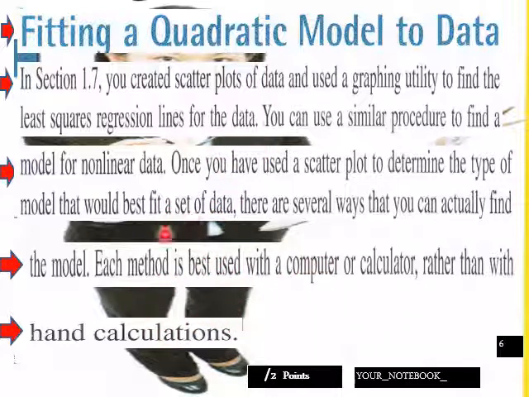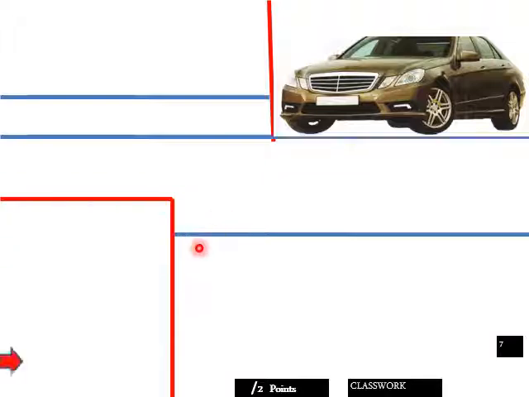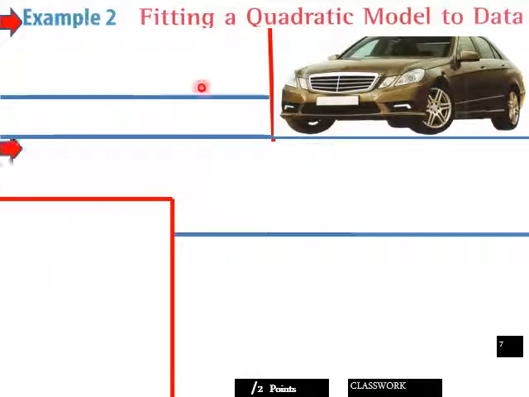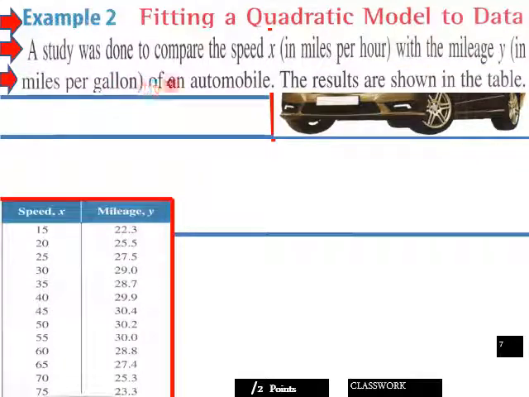So this is much better than doing hand calculations, by using your graphing calculator and the regression feature. So, fitting a quadratic model to data. A study was done to compare speed with mileage in miles per gallon of an automobile. So here's speed, and then here's your mileage. The results are shown in this table.